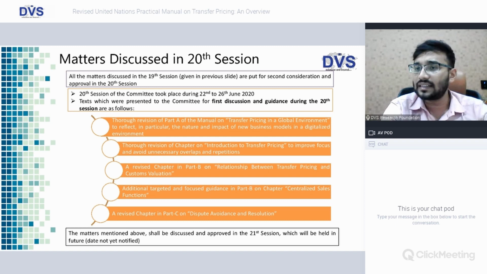What are the various parts of the TP manual? We'll see subsequently after this slide. So Part A, which relates to transfer pricing in a global environment, there needs to be a revision in that. Revision on chapter of introduction to transfer pricing, a revised chapter in Part B on relationship between transfer pricing and customs valuation. Again, this is more paramount when it comes to, say, transactions of purchase of capital goods from outside India from a related party.